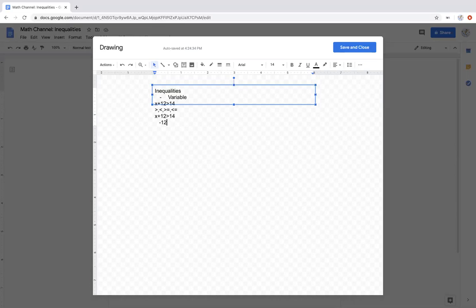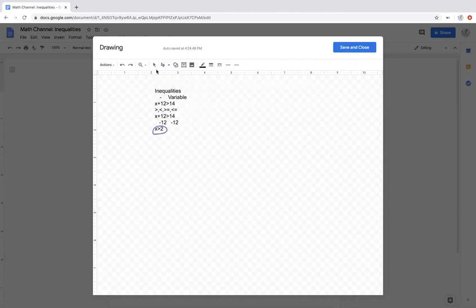You would subtract 12, since subtraction is the inverse of addition. You would subtract 12 again, and you would get x is greater than 2. And that would be your final answer right there. That's how simple it is. So that was an easier example. So I'm going to do a little harder example for you to get the hang of it.